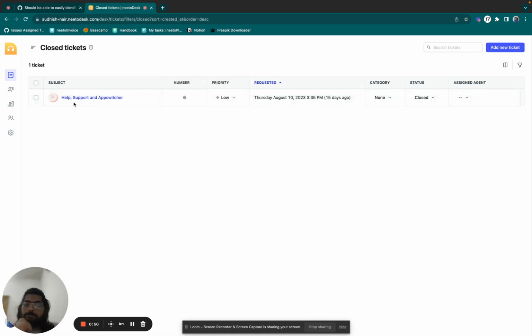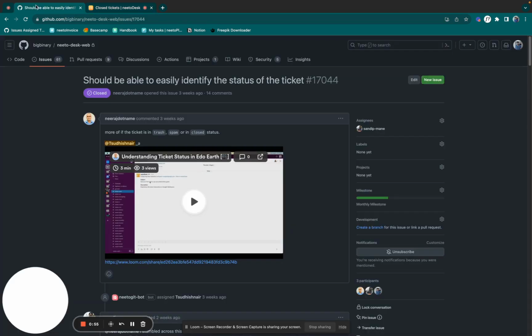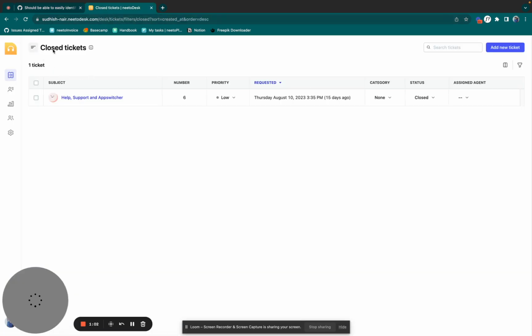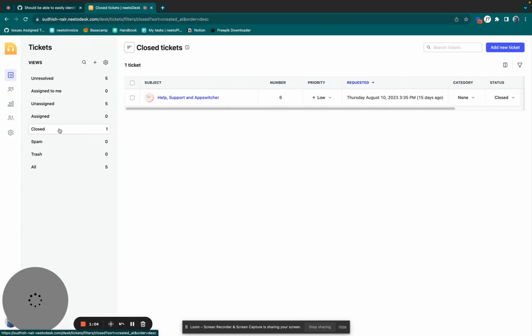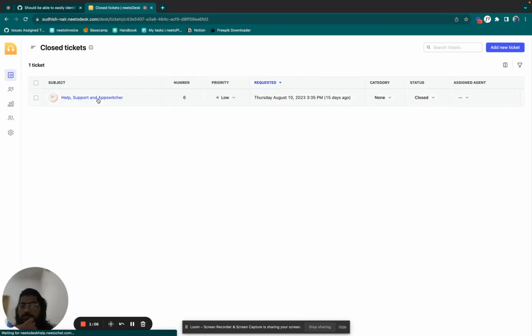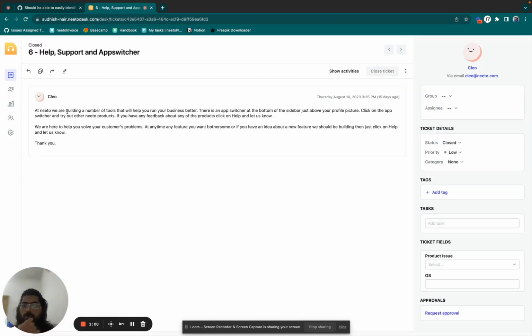Right now, Neeraj had created an issue like this where he had mentioned that he's not able to find the ticket status easily. To give you the context of the issue, I'm right now in the closed status, and let me just go inside a particular ticket.